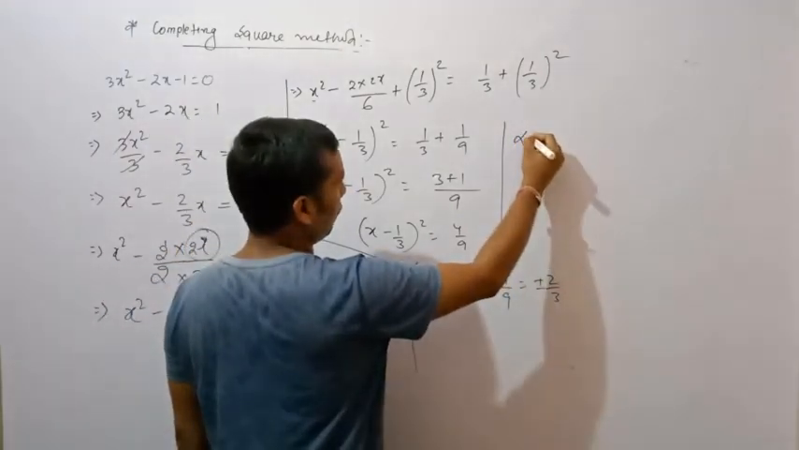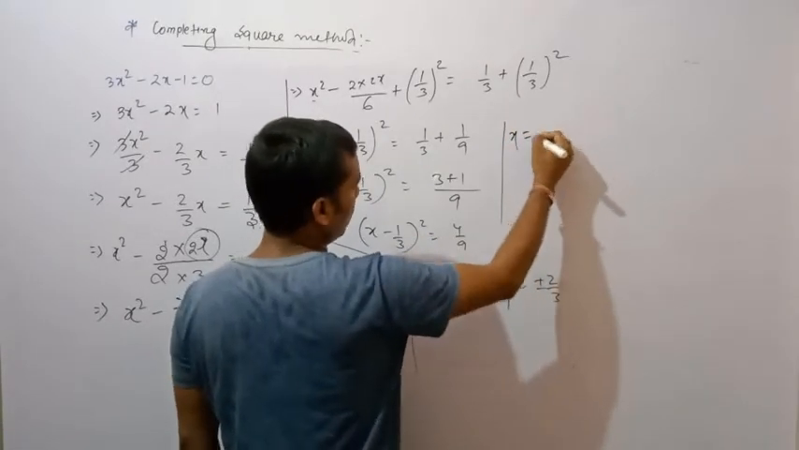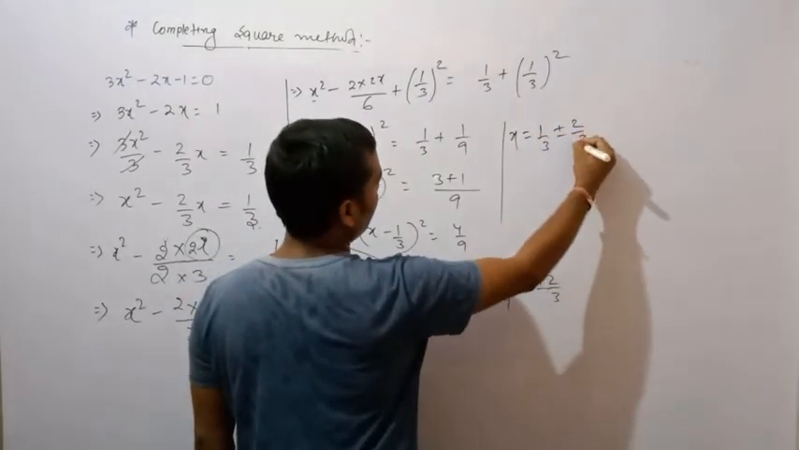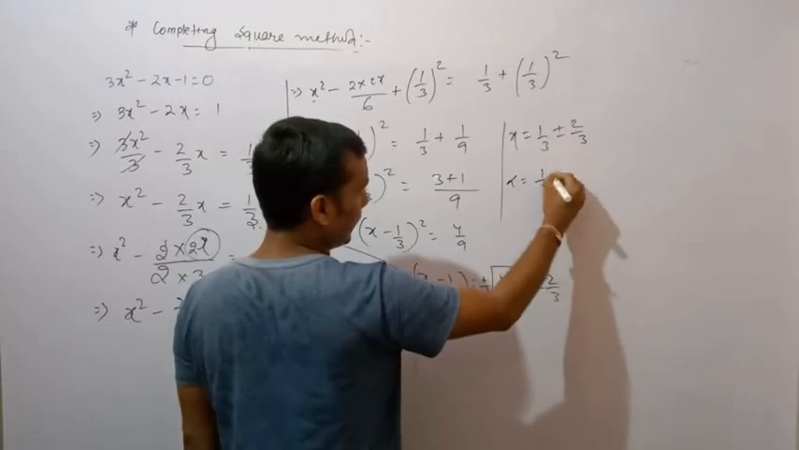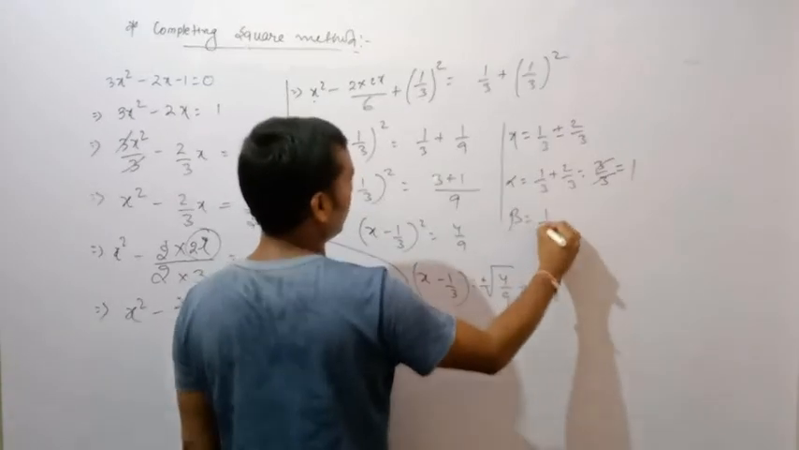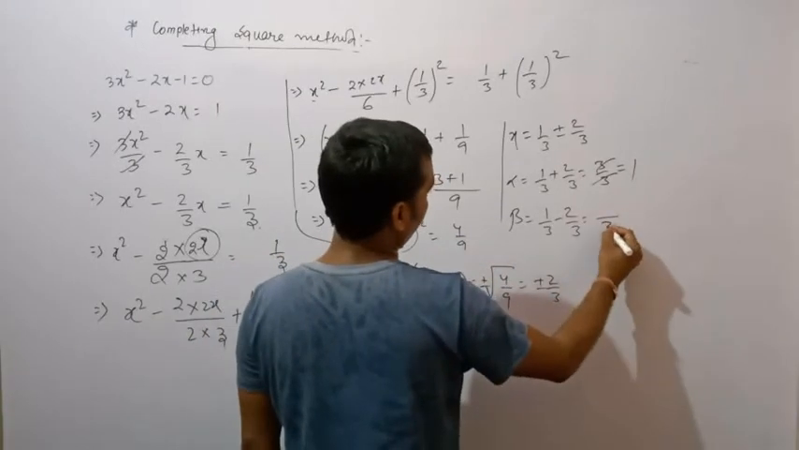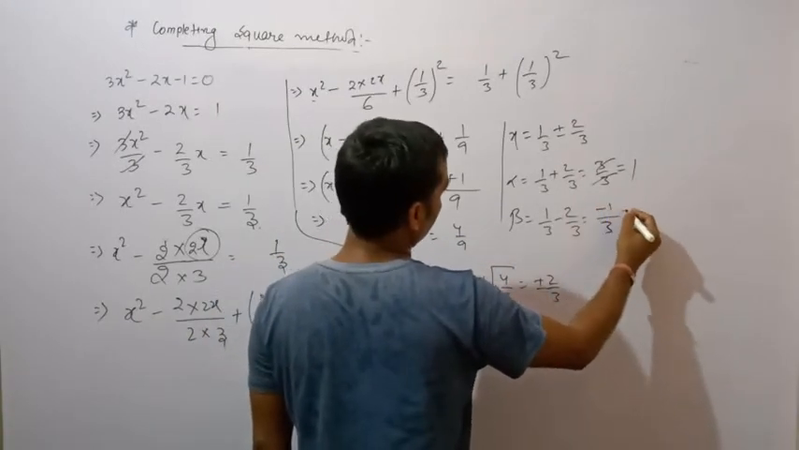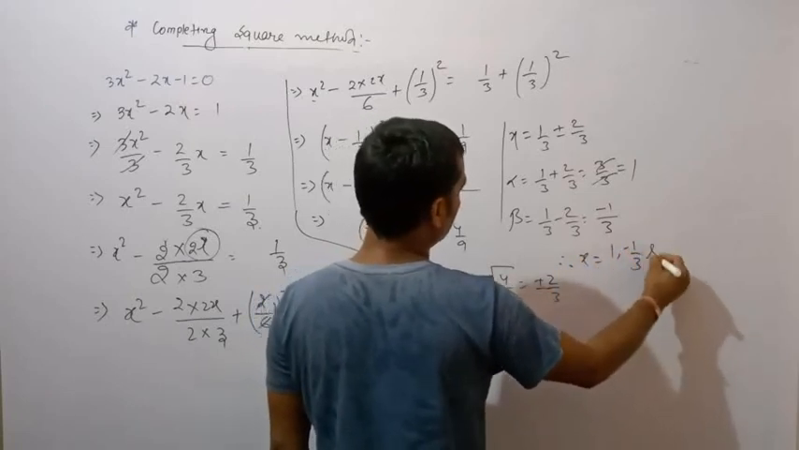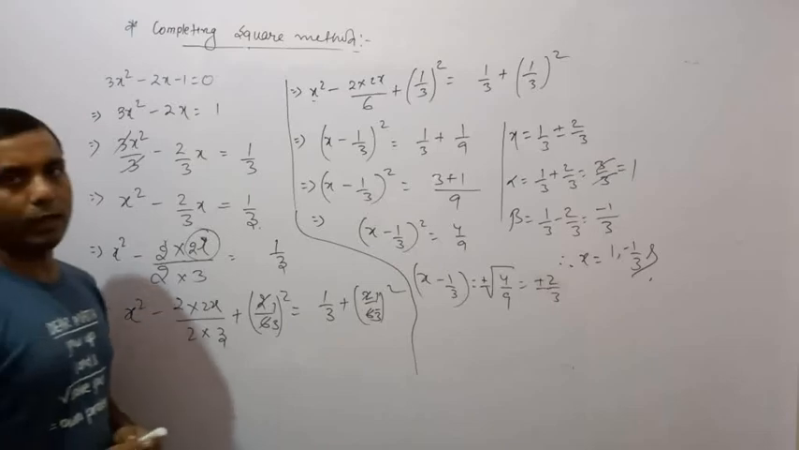Now for alpha we take positive, so writing x, interchange this term to the RHS: x = 1/3 ± 2/3. Alpha equals 1/3 plus 2/3, that is 3/3, which is 1. Beta equals 1/3 minus 2/3, that is −1/3. So finally x = 1 and −1/3. So this is your solution using the completing square method.